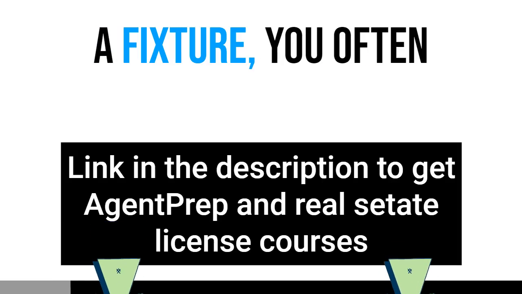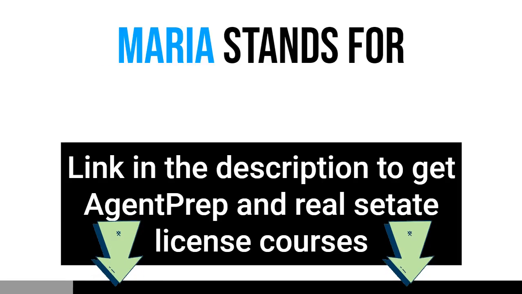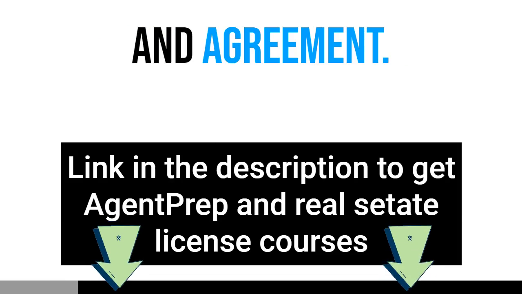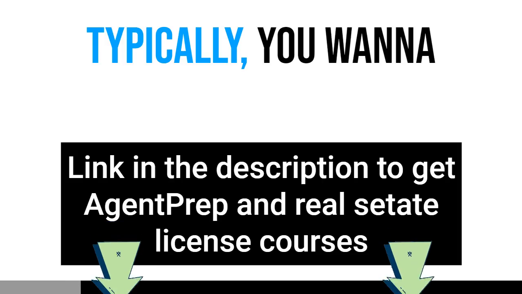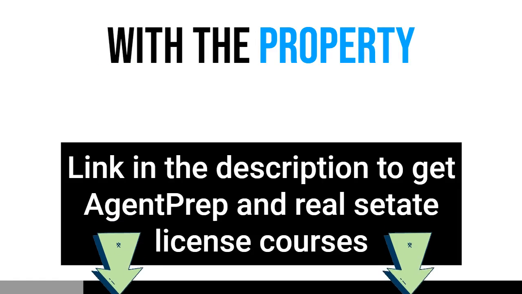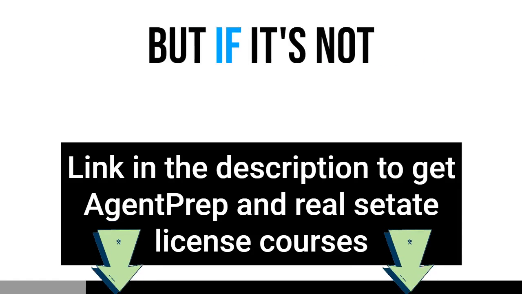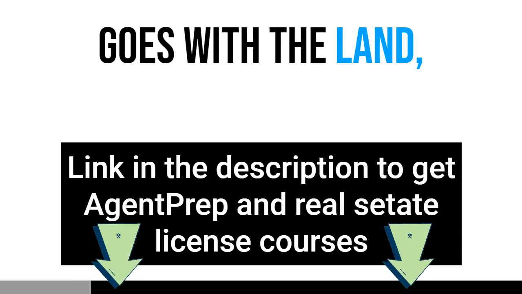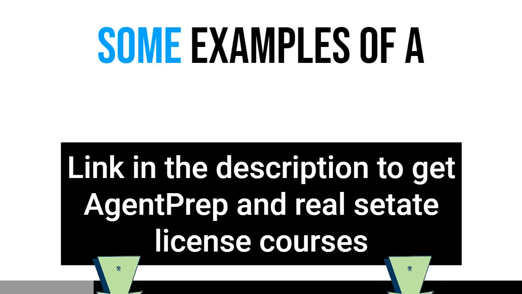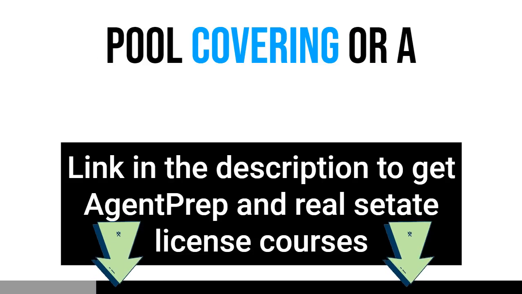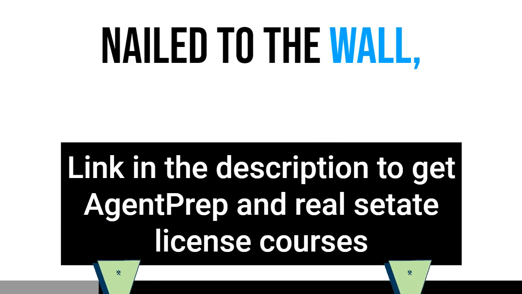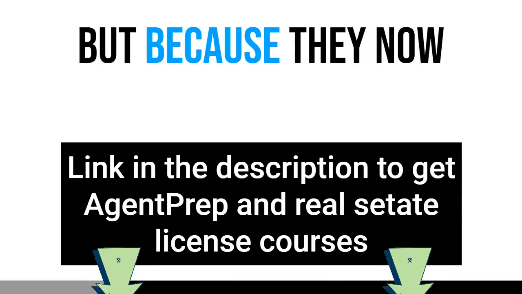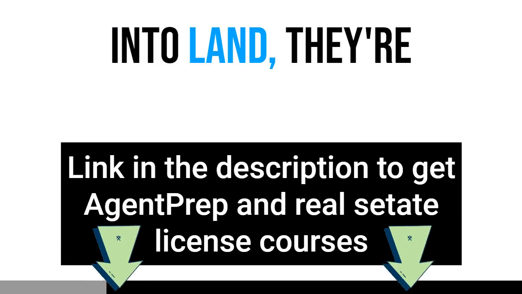When talking about a fixture, you often hear the word MARIA. MARIA stands for method, adaptability, relationship, intention, and agreement. That is the test for a fixture. Typically, you want to write what goes with the property and what does not in the purchase contract. But if it's not mentioned, the law will defer to that MARIA test to see if it goes with the land, if it is incorporated into the land. Some examples of a fixture would be a pool covering, or a painting that has been nailed to the wall, or a chandelier that is attached to the roof, as those things were once personal. But because they are now incorporated into the land, they're considered real.